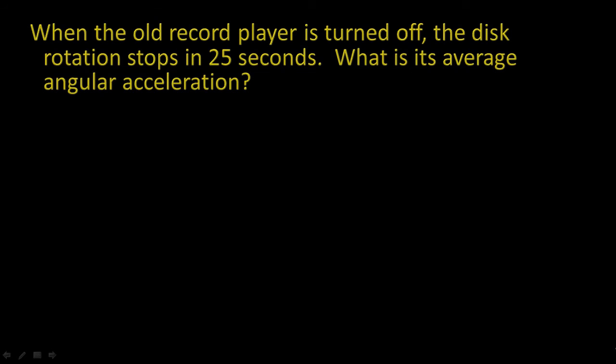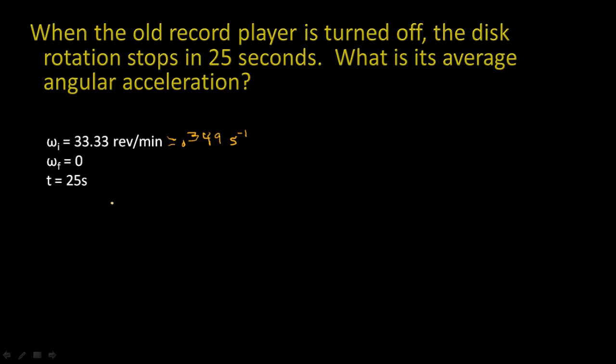So when the old record player that we talked about before is turned off, the disk rotation stops in 25 seconds. What is its average angular acceleration? Well, let's take a look. First, why don't we list some variables? The initial angular speed was 33.33 revolutions per minute, but I'm going to put back our answer that we found the other time, 0.349 radians per second. The final angular velocity is 0 because it stops, and the time is 25 seconds.